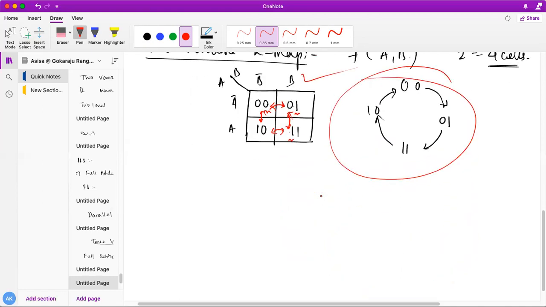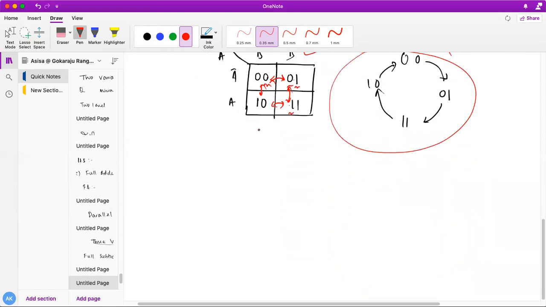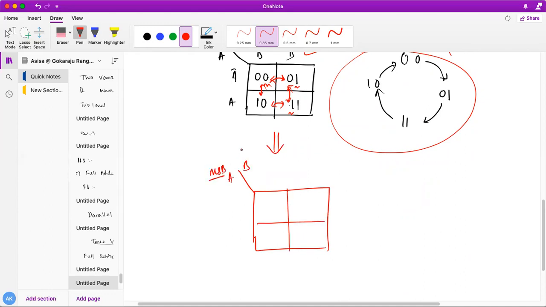Okay, so next we will move to the 3 variable KMap. Do you all understand, students, what this actually is? The place values of the 3 variable KMap are nothing else. Let's say this is A, B. Always remember, A is the MSB and B is the LSB. So what is MSB, LSB?